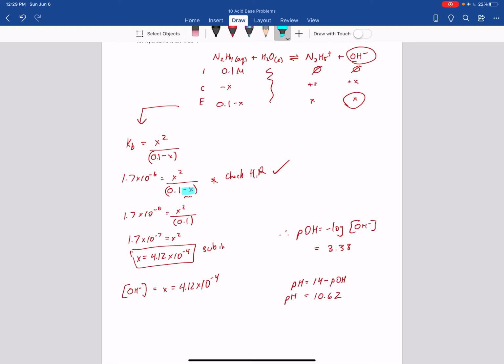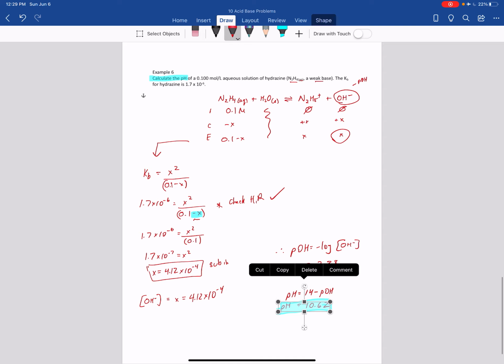So that's how we can calculate the pH of a basic solution, knowing its Kb, its dissociation constant, and its initial concentration. So that rounds out pretty much all the scenarios we'll look at. Hopefully that helped as a review, and good luck with your studies.